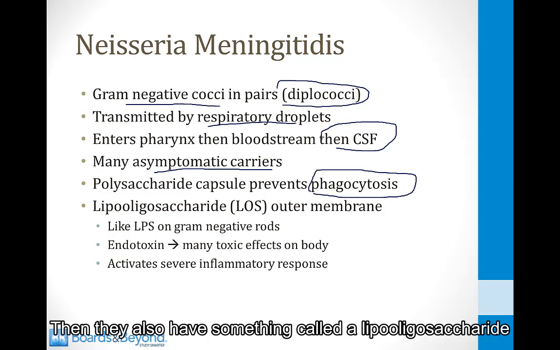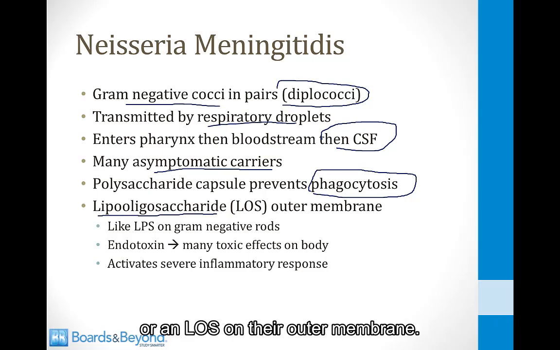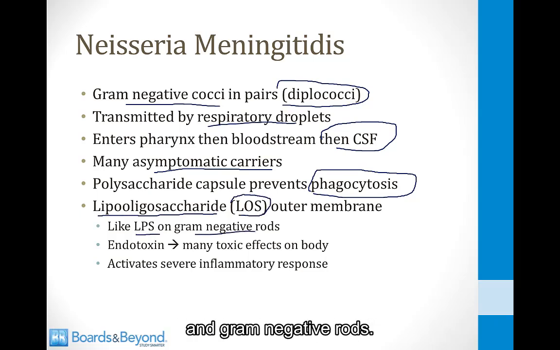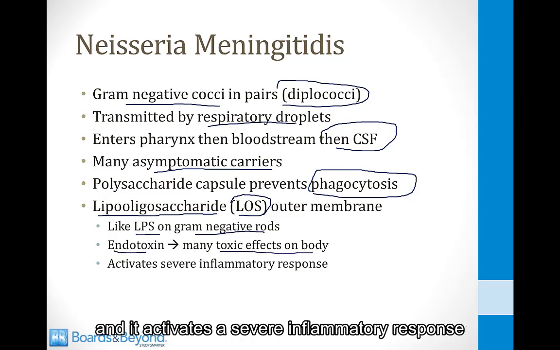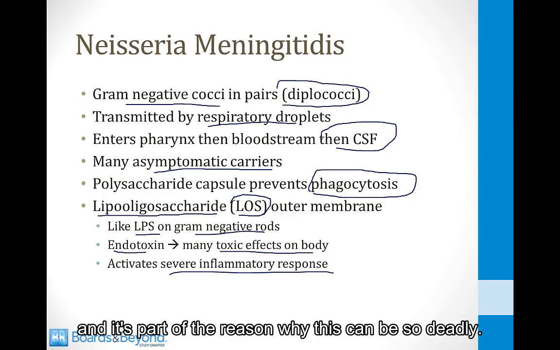Then they also have something called a lipooligosaccharide, or an LOS, in their outer membrane. And this is like the lipopolysaccharide in gram-negative rods. It's an endotoxin with many toxic effects on the body, and it activates a severe inflammatory response, and is part of the reason why this can be so deadly.